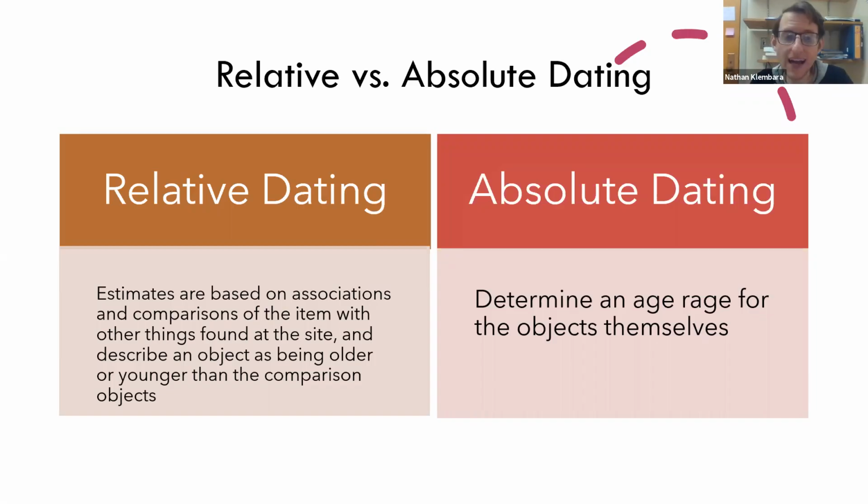Instead, we often have to rely on relative dating. And that is that we have to make estimates of an age based on associations or comparisons of the item with other things found at the site, and how we can determine if things are older or younger than others. So for relative dating, for example, we can use stratigraphy, and we'll talk about that in a second. But you can say, okay, this is 10 meters down below the ground surface or whatever, but that doesn't give you an absolute date. Instead, you often have to say, okay, well, we know that it's younger than this and older than this, so we're going to get something in the middle.